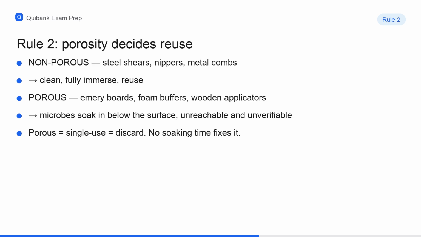The second rule comes from asking which implements can climb the ladder at all, and the answer is decided by one property: porosity. A non-porous item, stainless steel shears, metal nippers, a metal comb, has no interior for microbes to hide in, so it can be cleaned, fully immersed, and reused. A porous item absorbs. An emery board, a foam buffer block, a wooden applicator. Blood, skin cells, and microbes soak in below the surface where no disinfectant reaches and no result can be. So porous equals single-use equals discard after one client. There is no soaking time that fixes it.